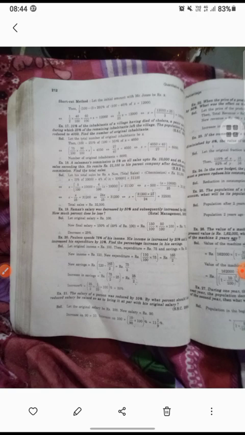10% of the inhabitants of the village died of cholera, 25% of the remaining left the village, and the population is 4050. So that was 100 minus 25, of 100 minus 10%. So x equals 4050. So 75/100 into 90/100 into x equals 4050.